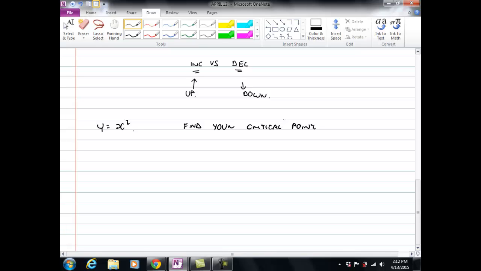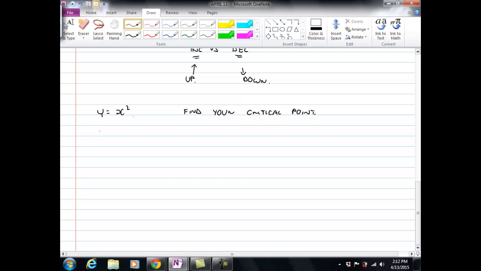This is increase versus decrease. Any other questions? y prime equals 2x. So would you agree my critical point is 0? Now this, remember, is a point of either max or min. We don't know yet.